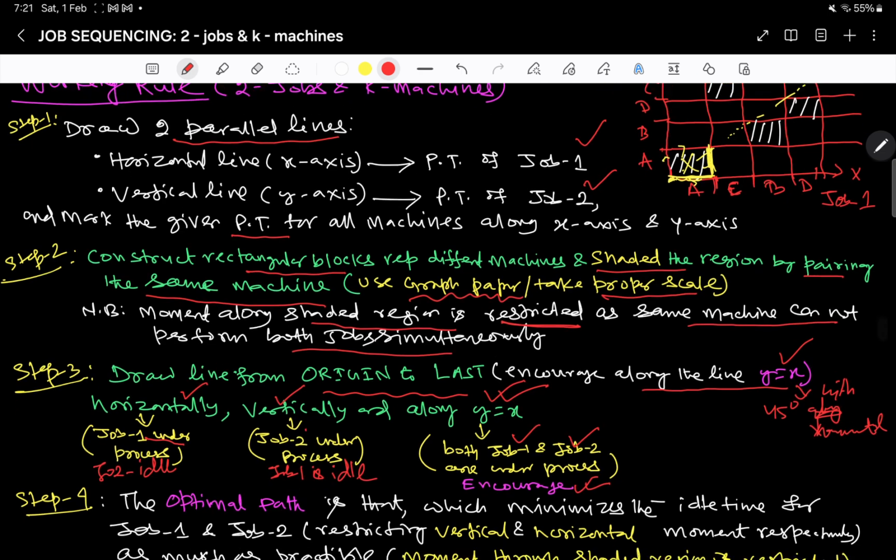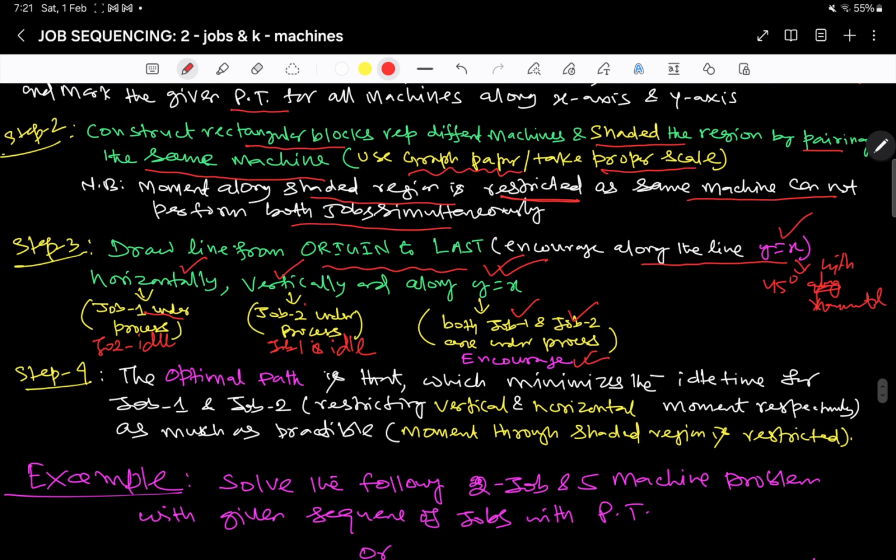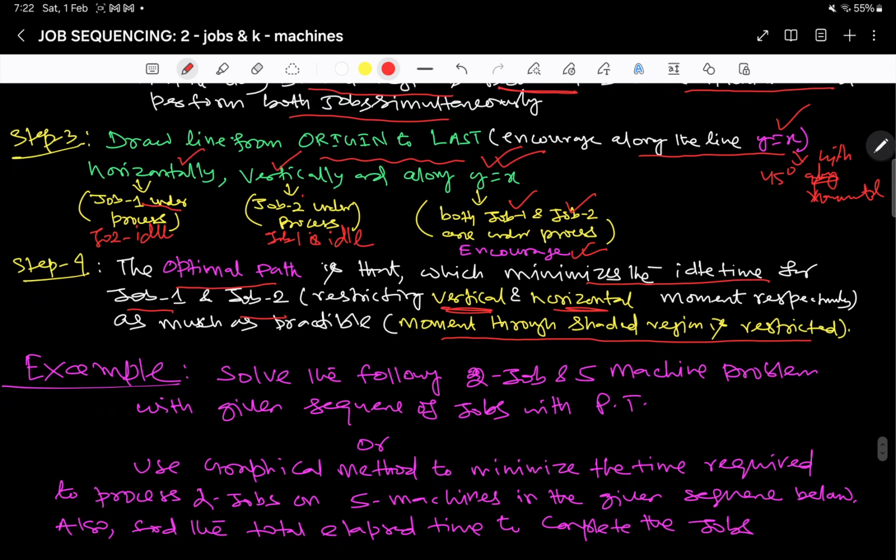Then consequently the optimal path is that which minimizes the idle time for job 1 and job 2. That is by restricting the vertical and horizontal movement as far as practicable, right? And also the movement along the shaded region is restricted, right? So let us now discuss one example.